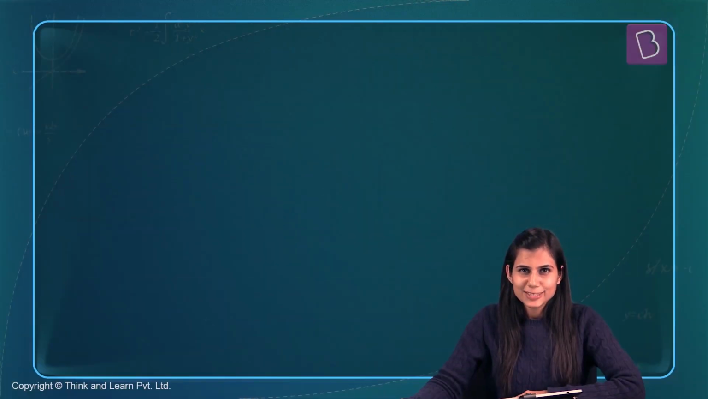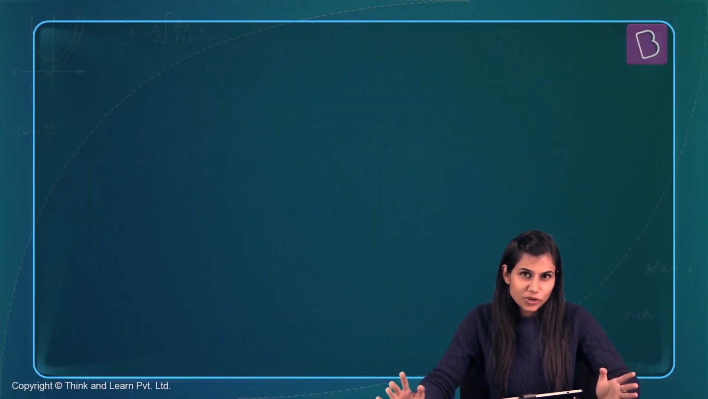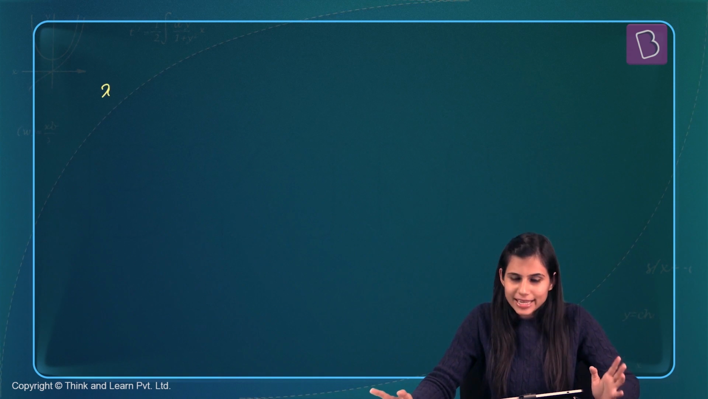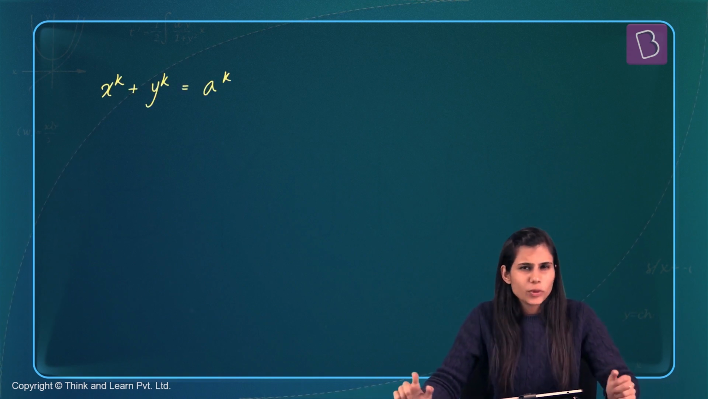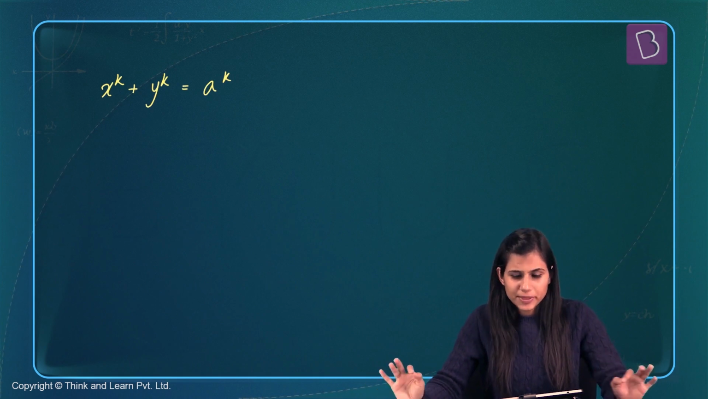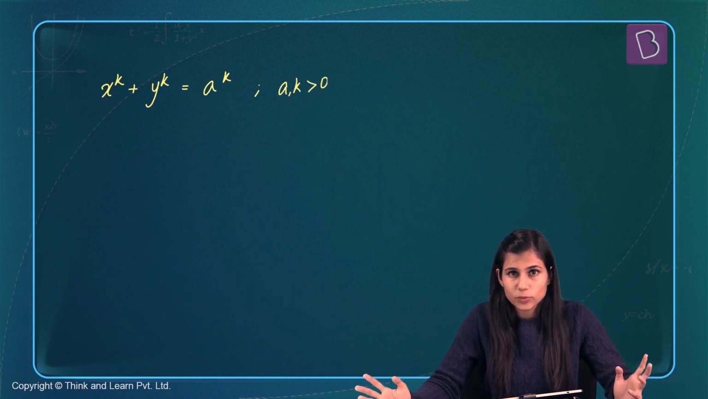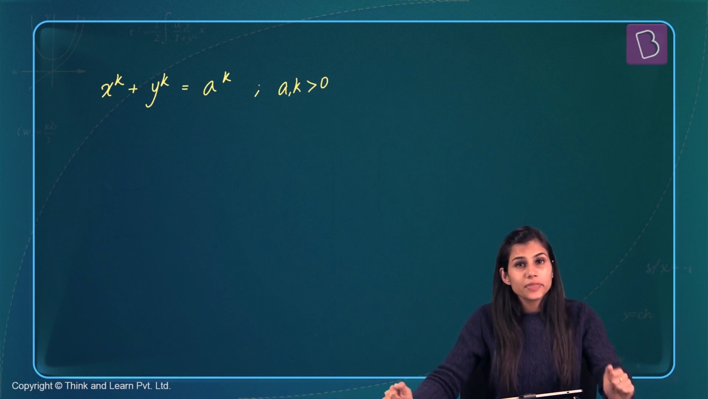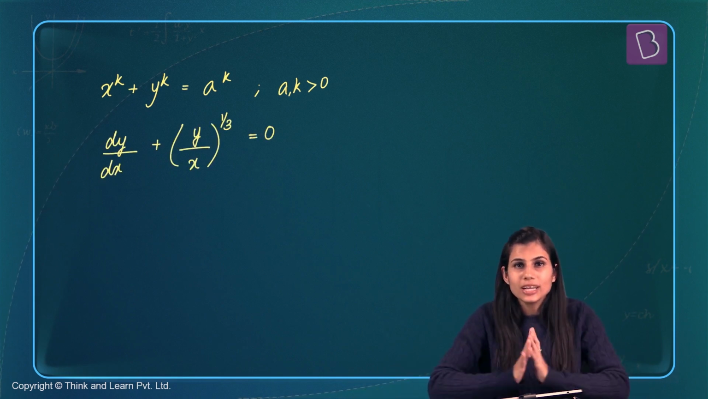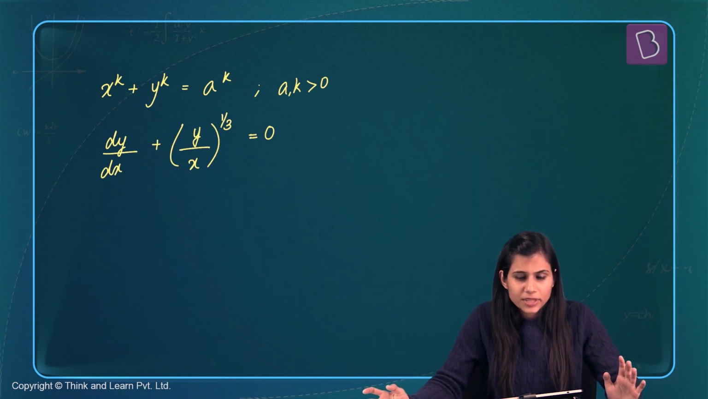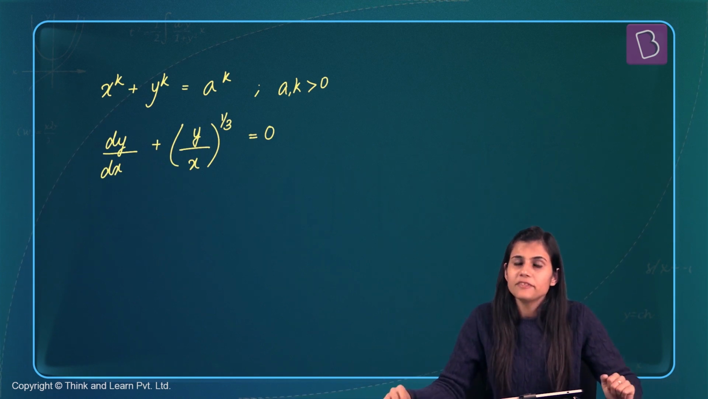Coming up next is this question, which gives you a relationship between x and y, that x to the power k plus y to the power k is a to the power k, where k is some positive constant, and this a that you can see is also some positive constant. Also, you are given that (dy/dx + y/x) whole to the power 1/3 is 0, this differential equation. Now in here, we have to find the value of k.